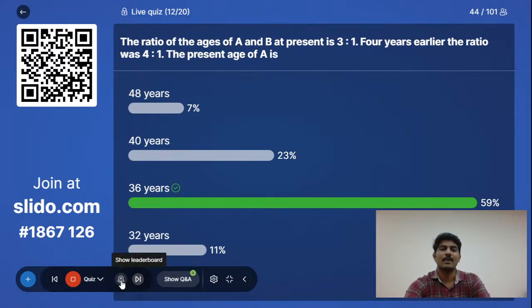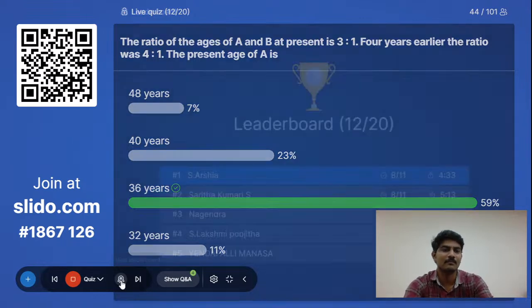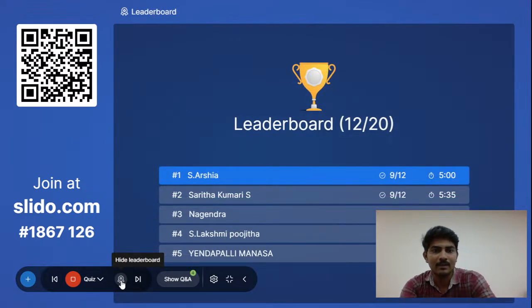So let's see who will be on the leaderboard. I think some magic will be happening this time. Okay, Akshay is still on the first position and Sarita too, the same previous positions are occupied by these members. And let's see what the next question will be.